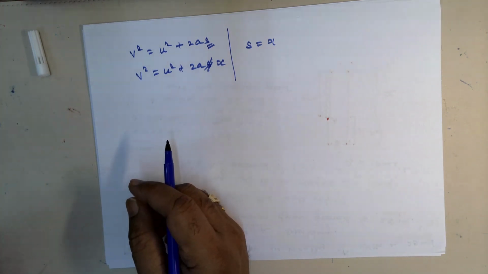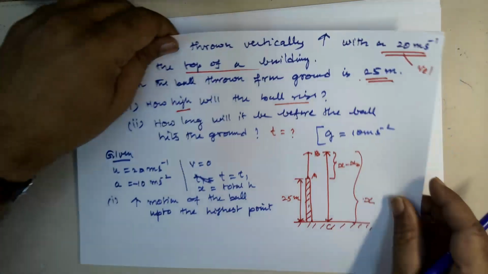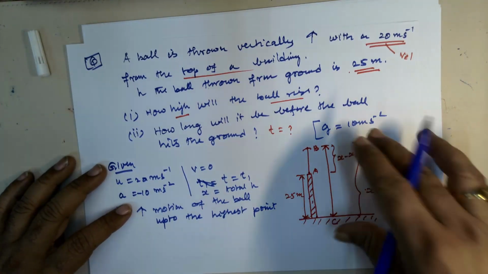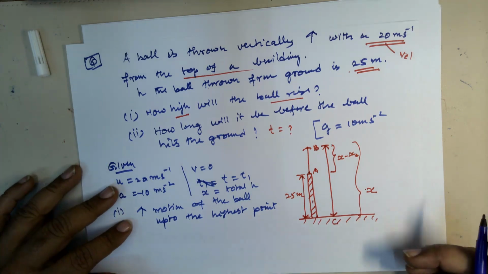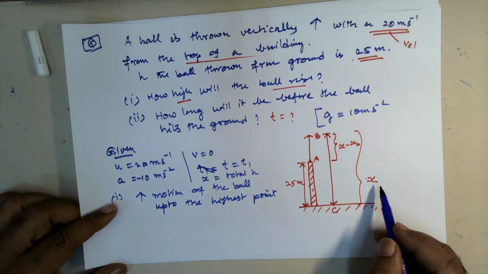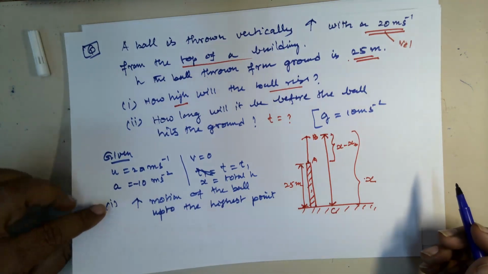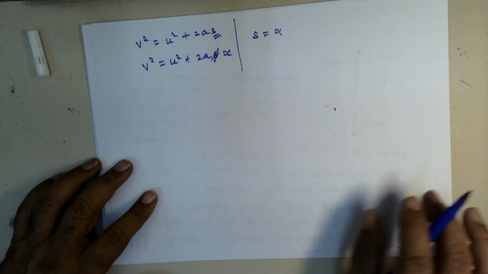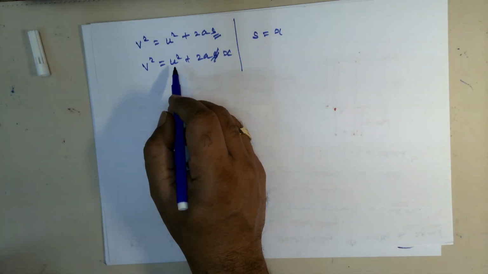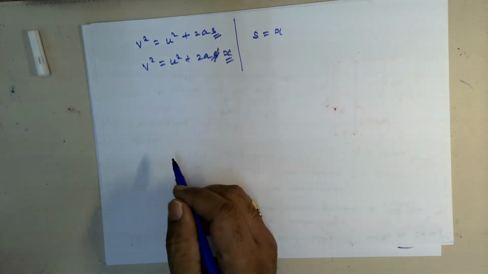No, it is the total height. You just look at the diagram. Look at the diagram. I have given this as a total height, right? Got it? And for which the acceleration is taken as what? Yeah. Now V squared is equal to U squared plus 2AX. We have to find out this X first of all, right?